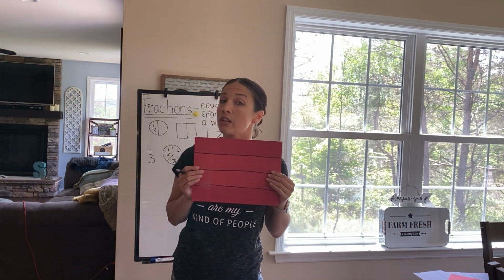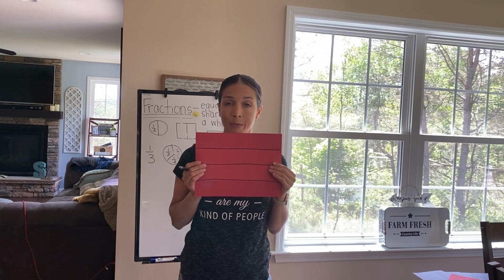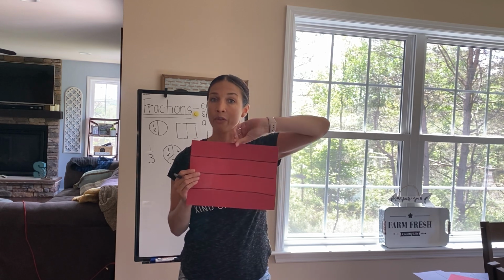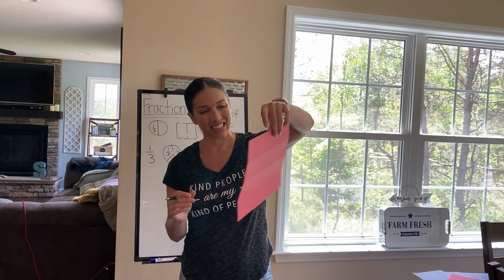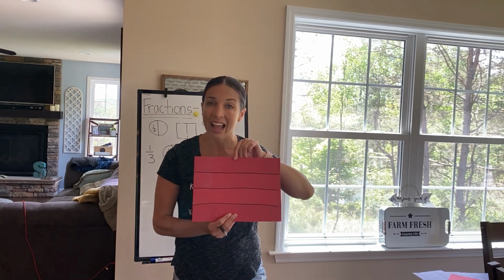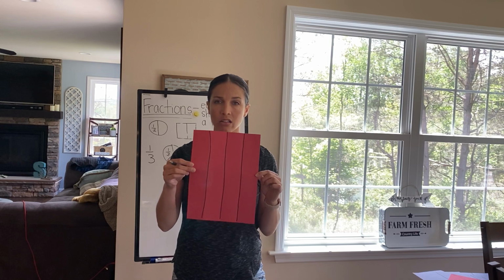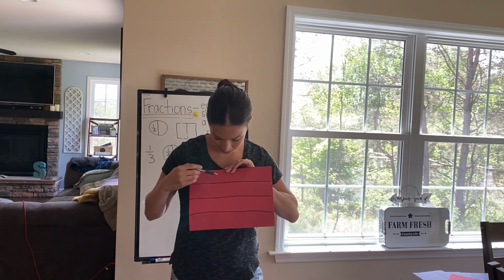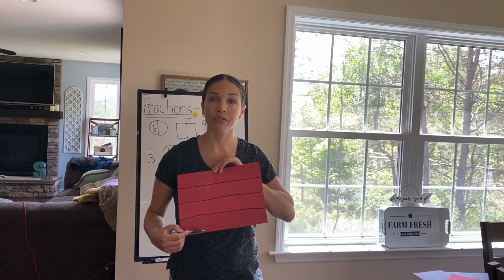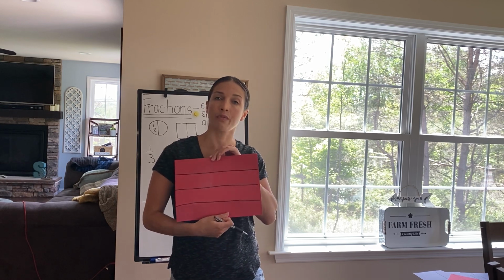All right, let's look at this rectangle. Would you say this rectangle is broken up into equal pieces? If you said yes, you are correct. Good. So let's look at how many pieces it has. Now remember, a rectangle can look like this or like this. Either way, if you look at it, there's how many pieces? 1, 2, 3, 4. So this is broken up into fourths.